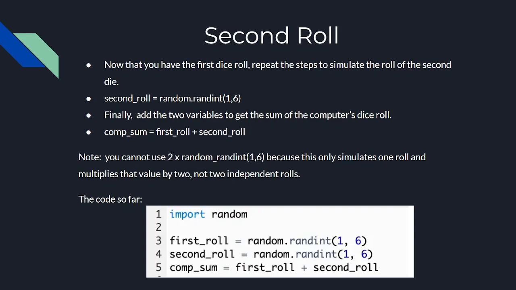Note, you cannot use 2 times the random.randint function because this only simulates one roll and multiplies that value by 2, not two independent rolls. Here is the code so far.